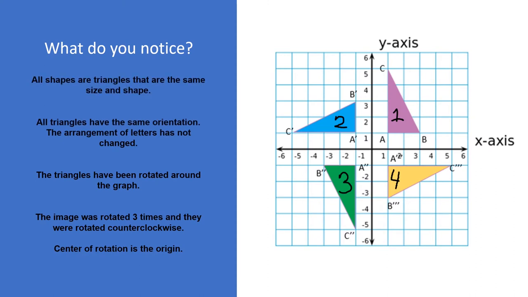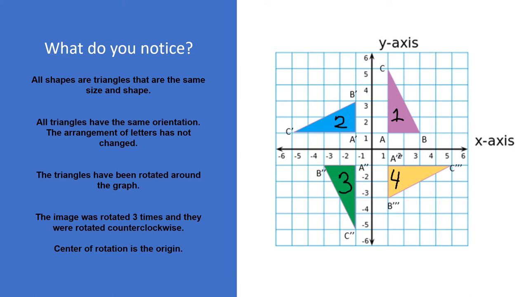All right, so here's some things you may have noticed. First of all, the shapes are triangles that are the same size and same shape. So all these triangles have remained congruent. The triangles have the same orientation. So if I start, for example, with the letter C and I go clockwise, I always go CBA. So they've kept the same orientation. The arrangement of letters has not changed.